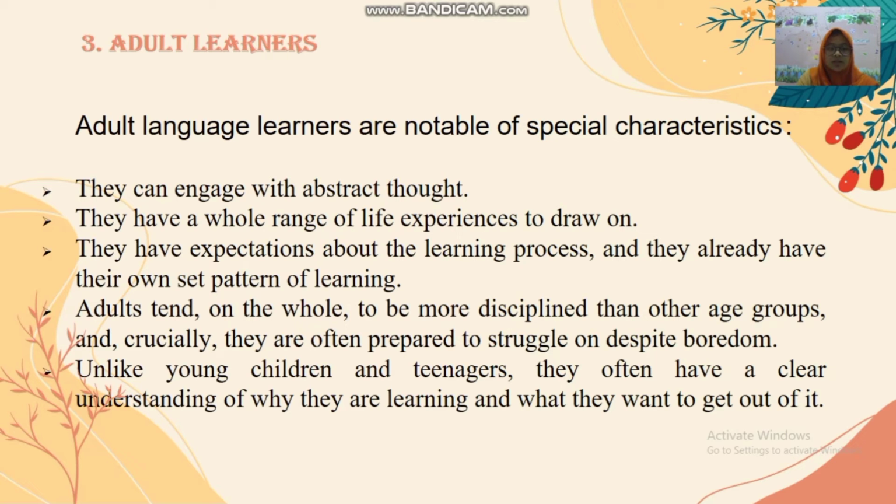And next, adults tend on the whole to be more disciplined than other age groups, and crucially they are often prepared to struggle on despite boredom. And the last, unlike young children and teenagers, they often have a clear understanding of why they are learning and what they want to get out of it. So that means motivation is a critical factor in successful learning and knowing what they want to achieve.